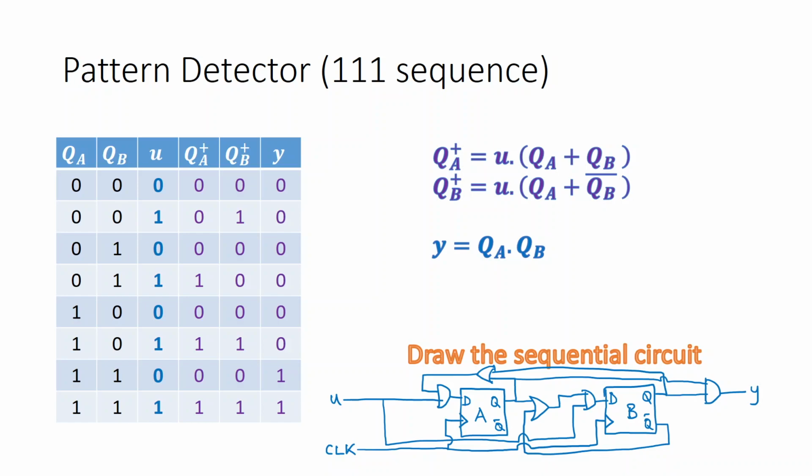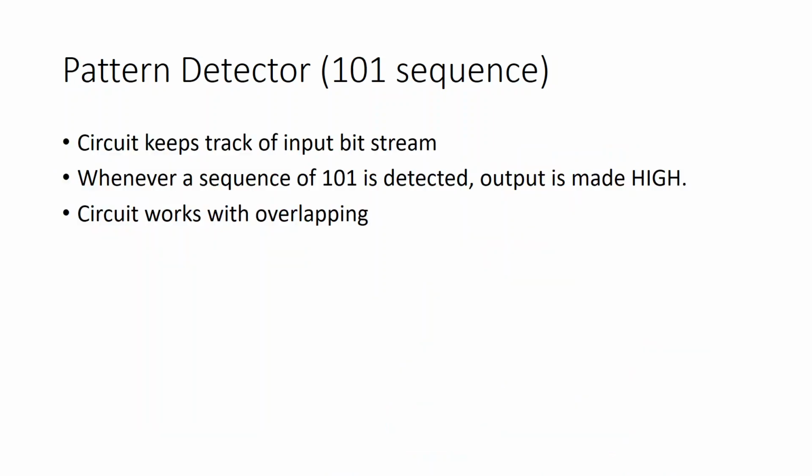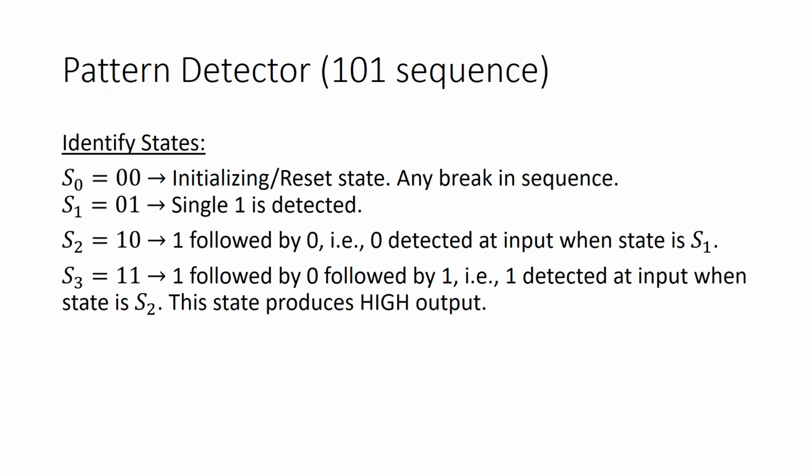Next we will see another example, which is the detection of the 101 sequence. Again the same thing, we have to keep track of the input stream. Whenever 101 is detected, we have to make the output high, and the circuit has to work with overlapping. Okay. So we define the states S0, S1 and so on, and here we have already noted down the binary count.